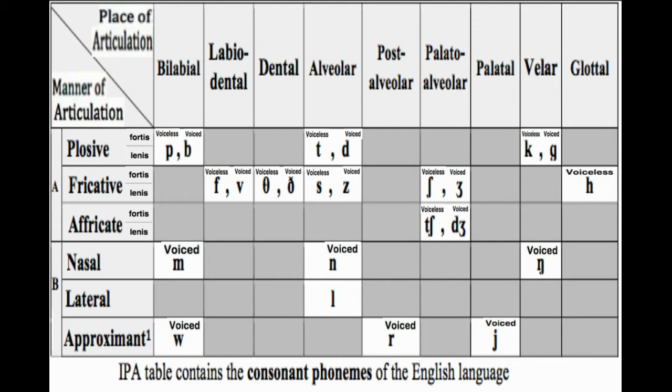The second category, B, are called sonorants. They are called sonorants because they are produced with a high degree of sonority. We have nasals, in which the air escapes from the nasal cavity or from the nose when we lower the soft palate, like when we produce m, n, and ng. Lateral consonants are produced from both sides of the tongue, like in l, and approximants are produced approximately like vowels or semivowels, like in w, r, and y.